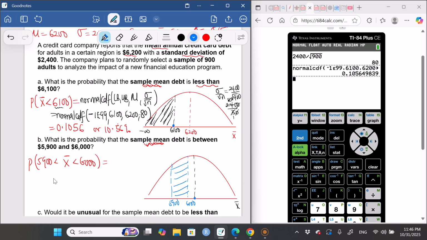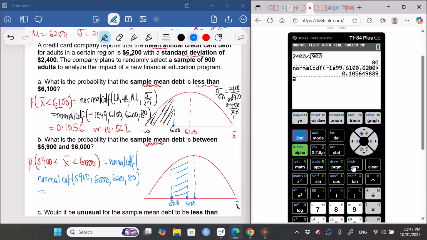And to do that, here we use the normal CDF. We have the normal CDF. The lower bound is going to be 5,900, which is the starting point. The upper bound is going to be 6,000, which is the end point. And we have the mean to be 6,200. And we have the standard error, which is 80. So let's see what we've got.